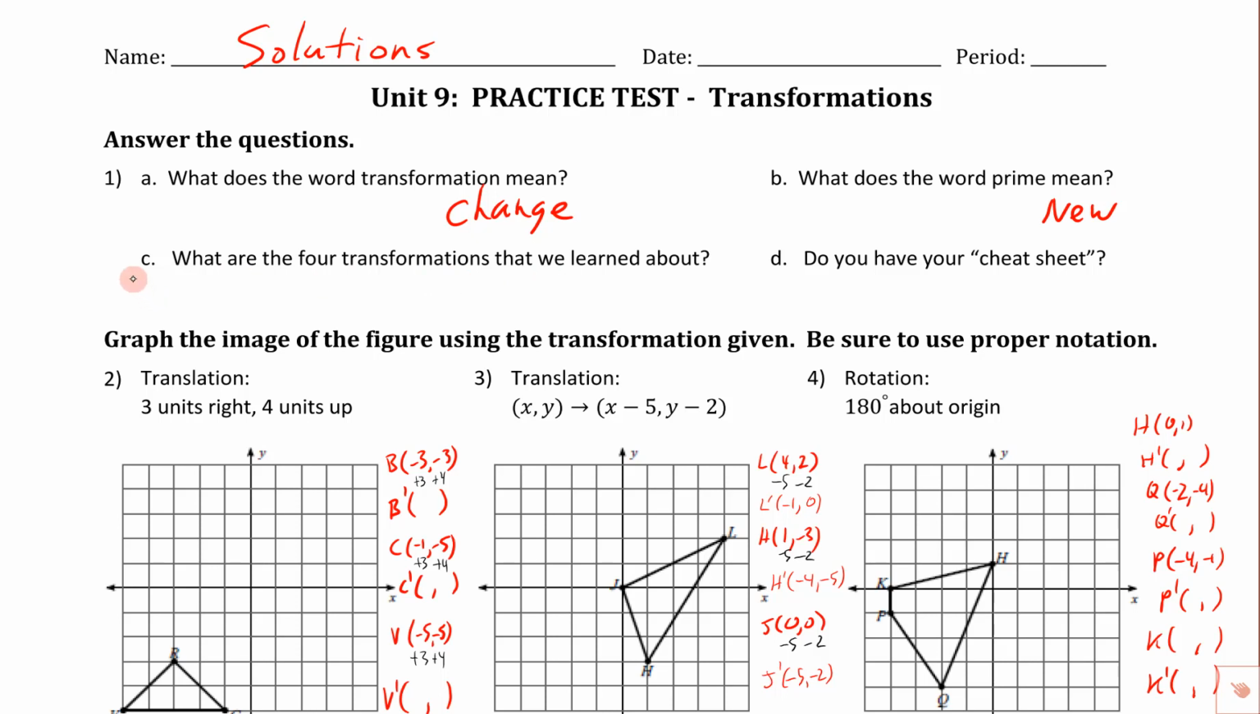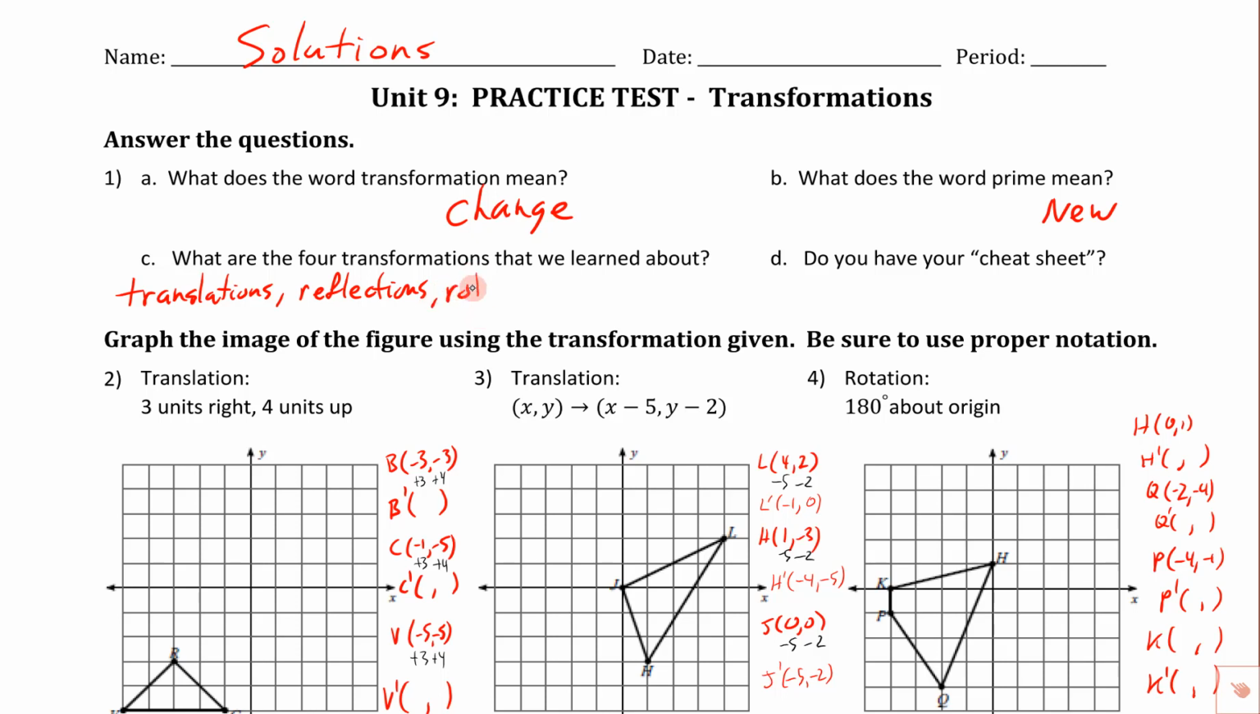Well, let's see. In order, we learned about translations. Translations. Remember, that's where we slide things around. We don't change the size or the shape or the orientation. We just slide it around. The next one we learned about was a reflection. So reflections, and that's where we have a line of symmetry. It's kind of like a fold line where one side would look like the other side of the line, a mirror image of each other.